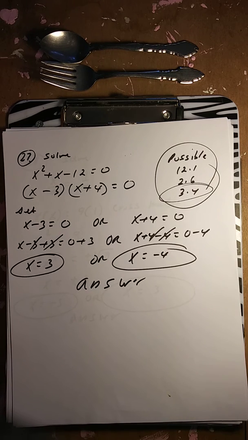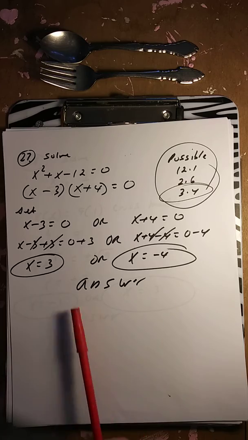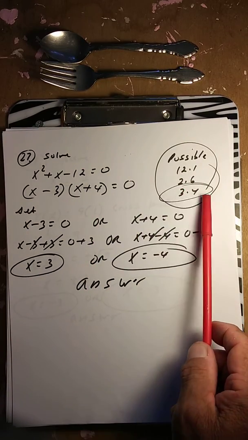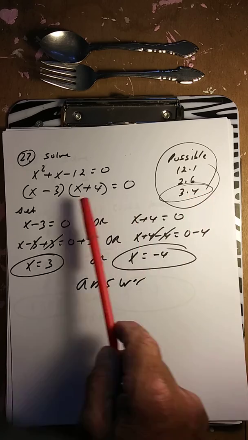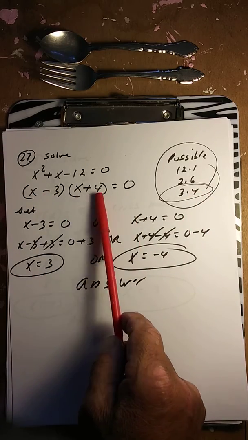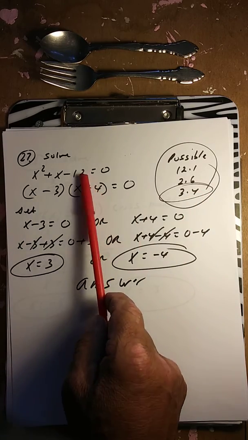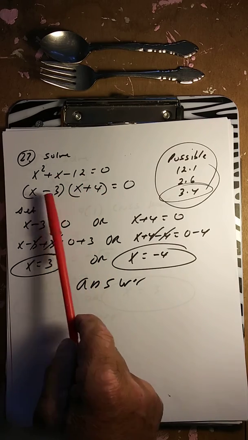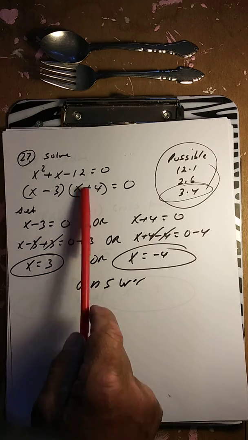Solve this. Let's do it by factoring again. x squared plus x minus 12. Look at 12. 12 times 1, 2 times 6, 3 times 4. Now 3 and 4 is the one I'm going to try. (x minus 3)(x plus 4). Let's see if that works. -3 times 4 is -12. Yes. 4 minus 3 is 1. Yes. And x squared. So that's set up correct.